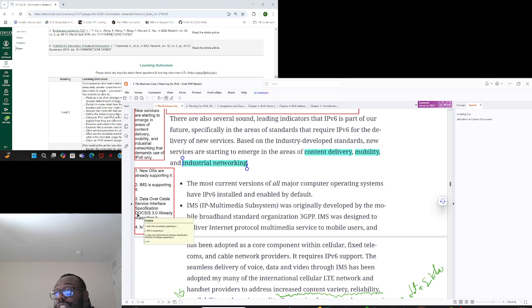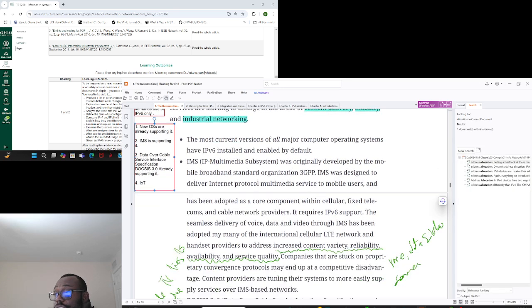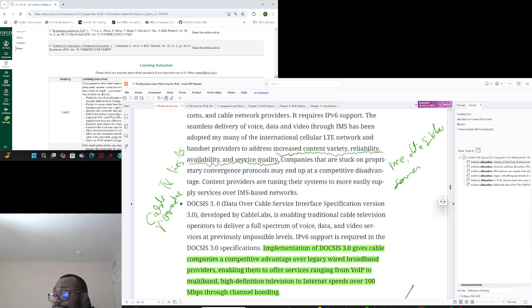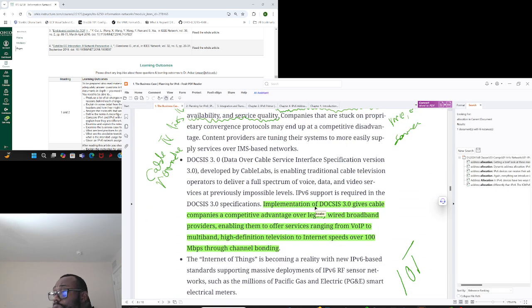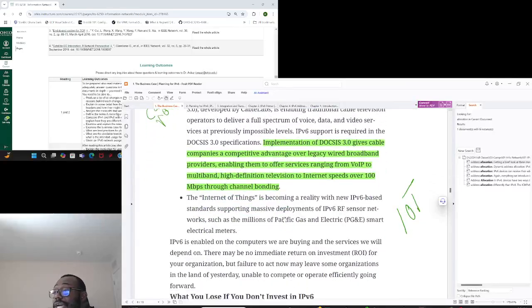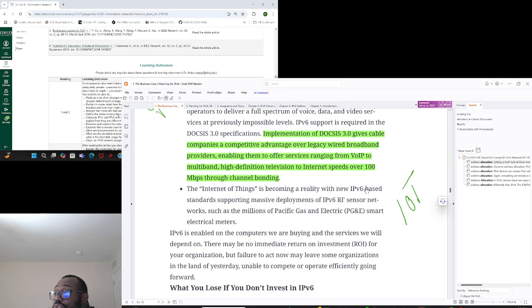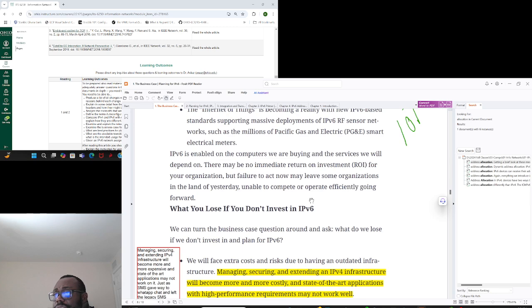Okay, so that was the DOCSIS 3.0 I was just referring to, right? Implementation of DOCSIS gives cable companies a competitive advantage over legacy wired broadband providers, enabling them to provide services ranging from voice over IP, multi-band high definition television to internet speeds over 100 Mbps through channel bonding. And this is best done with IPv6. Internet of Things is also done by IPv6.